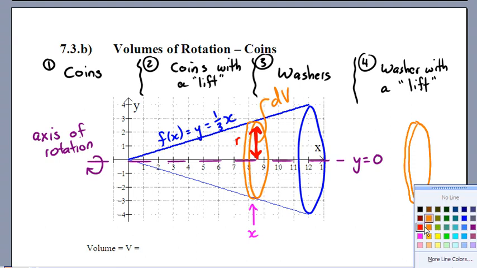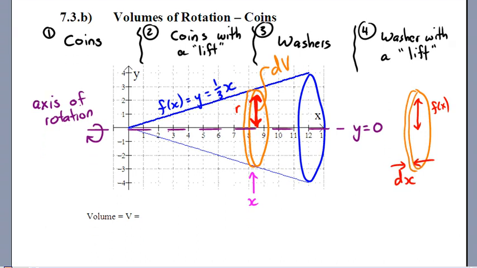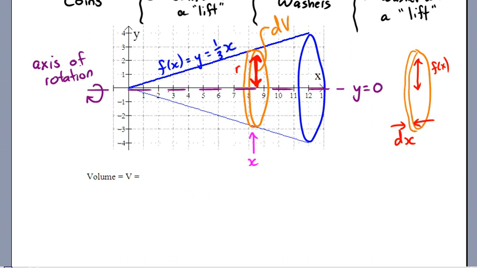That coin's got a radius which is nothing more, in this story, than just f of x, right? Because it's like f of x minus 0. And then the thickness of this coin going this way, that's just going to be dx. Okay, here we go. Let's go and find the volume of this thing.